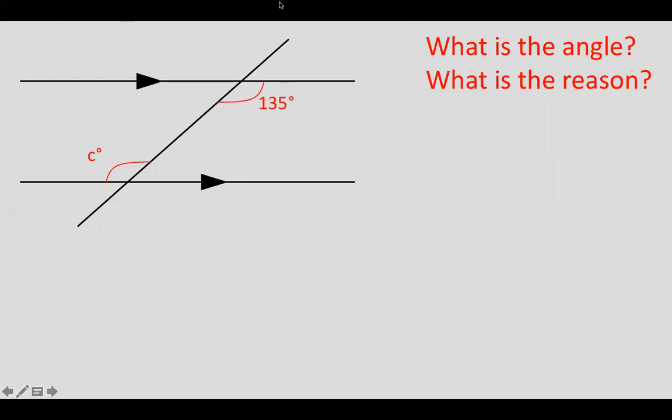Okay, Celeste, what is angle C? 135. Okay, what type of angle is this? Why is it 135? Alternate angles. Yep. Very good.